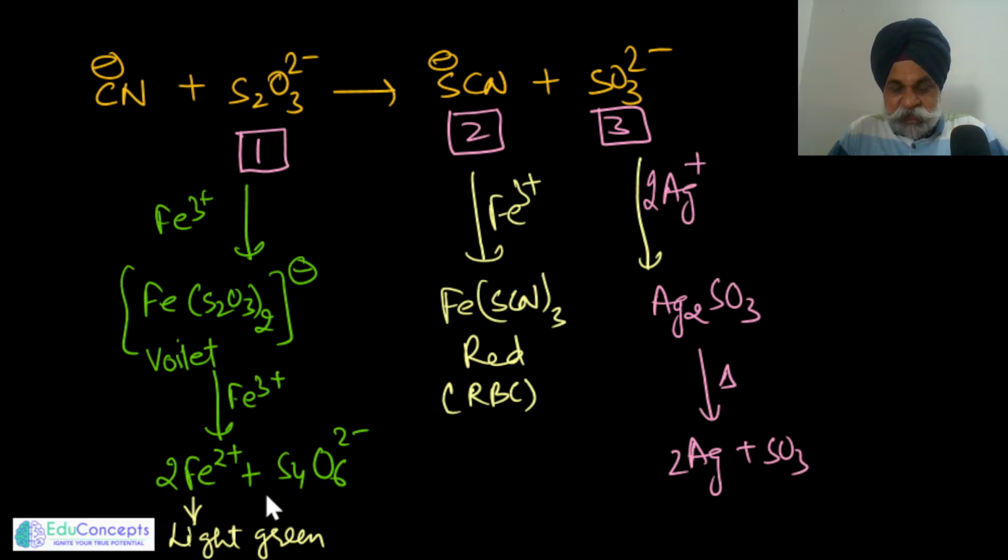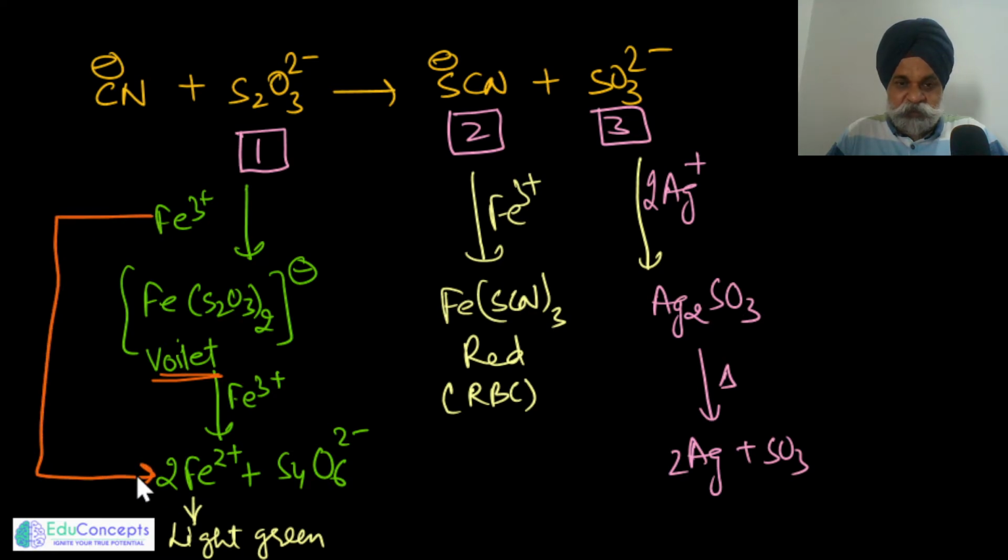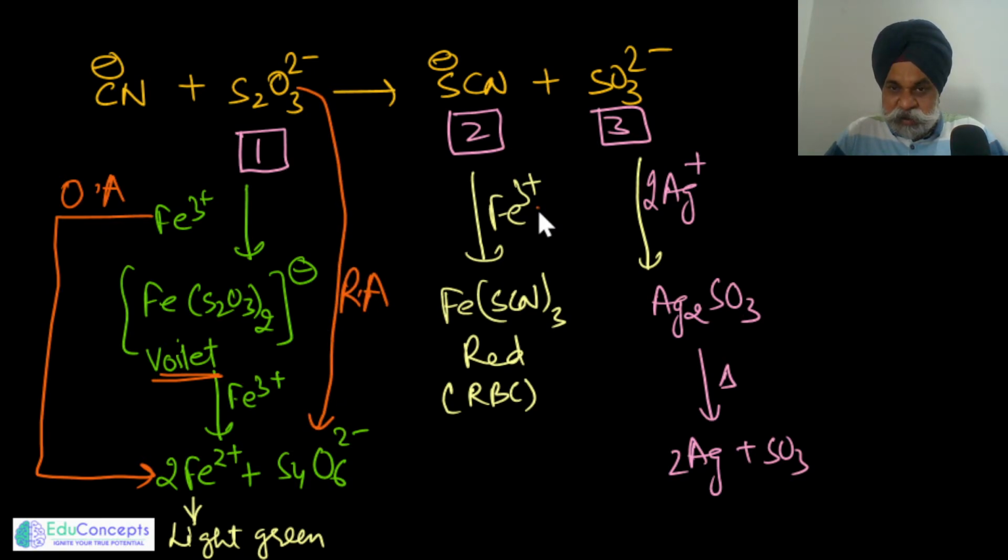So this is what I am referring to. With Fe3+ you get a violet color here, and when excess Fe3+ is added it changes, because ultimately it goes to this one, where Fe3+ is acting as an oxidizing agent, this is acting as a reducing agent, and here this is just acting as a precipitating reagent. So it's a beautiful question where a lot of things have been checked.